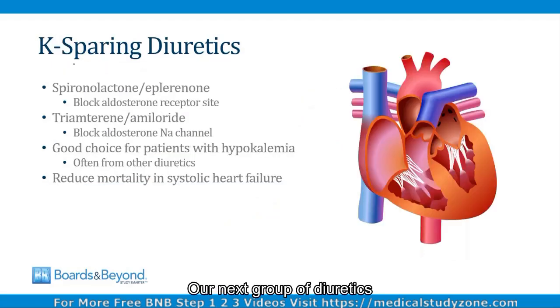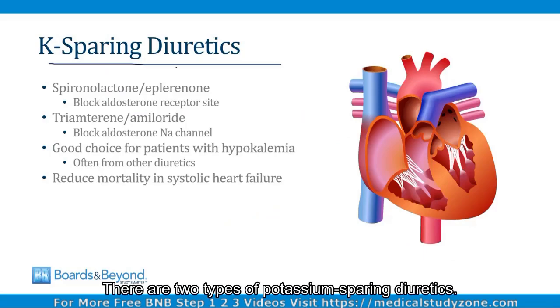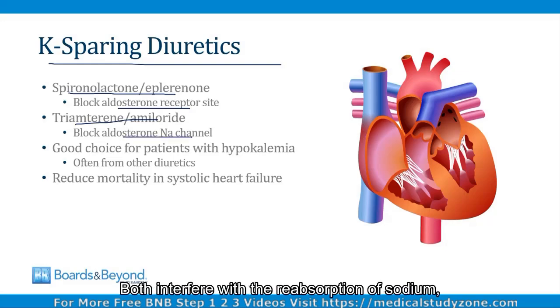Our next group of diuretics are the potassium-sparing diuretics. There are two types of potassium-sparing diuretics. Spironolactone and eplerenone block the aldosterone receptor site. Triamterene and amiloride block the aldosterone sodium channel. Both interfere with the reabsorption of sodium, but via a different mechanism.